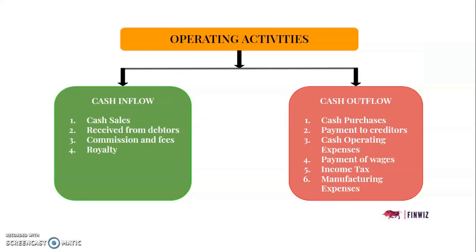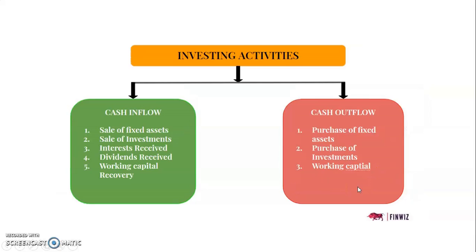What are the operational activities? Stuff like direct sales, revenues, any money from the previous sales cycle or previous operational cycle, any commissions and royalties, all of that gives you cash inflow from operational activities. At the same time, if you are purchasing anything, if there's any payment to be made over the previous operational cycle, a direct operational cost, taxes, wages, manufacturing expenses are all operational cash outflows.